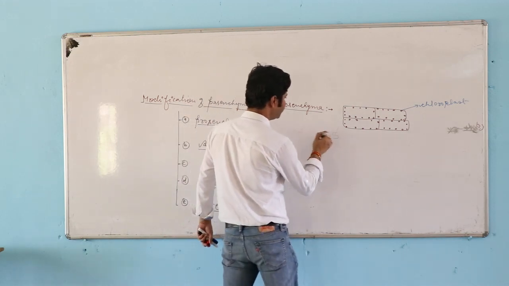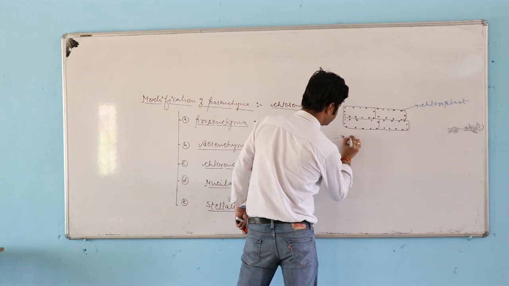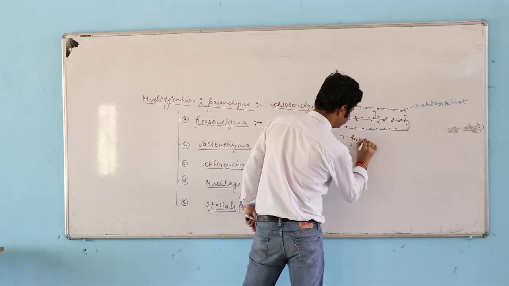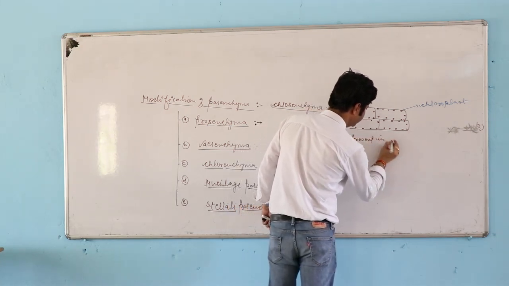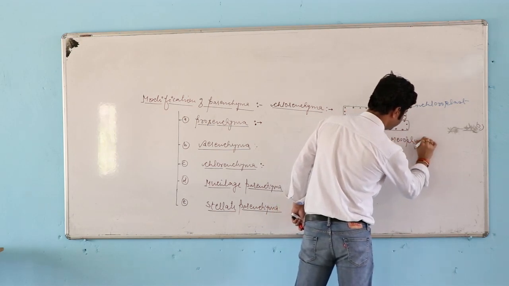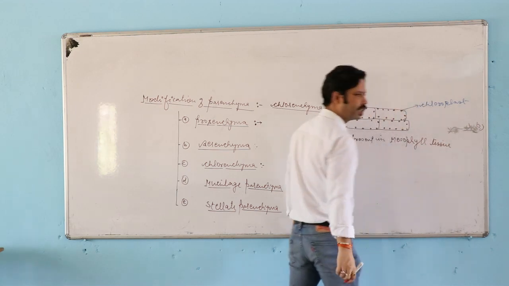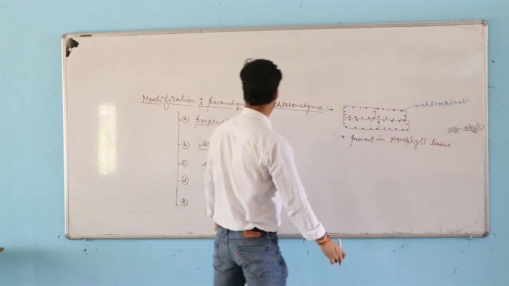Basically, it is present in leaf, in mesophyll tissue. Mesophyll tissue basically palisade parenchyma.